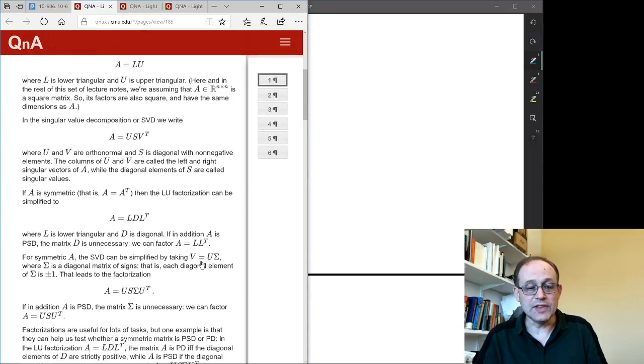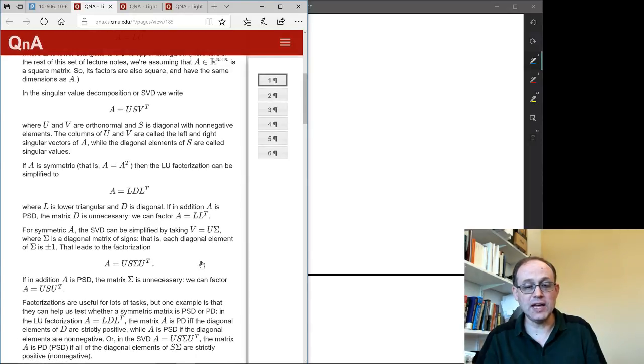All right, the SVD can also be simplified when A is symmetric. So the general SVD has U and V be completely unrelated orthonormal matrices. But if we take a symmetric A, then we can have V be U times a diagonal matrix of signs. So the factorization looks like this: U S sigma U transpose.